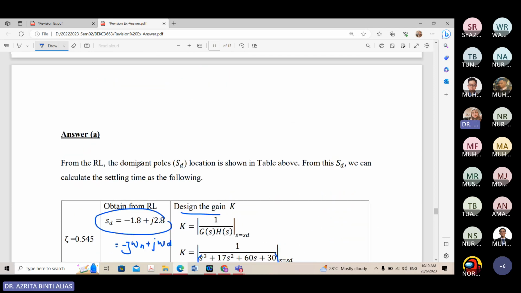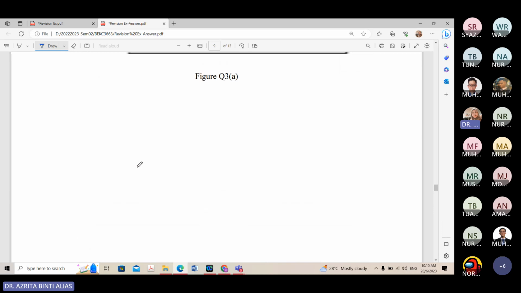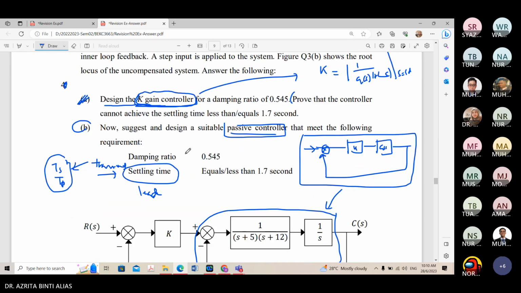Okay, so the design requirement here, ST must be equal or less than 1.7 second. So ni adalah ST apa? So our ST desired, right? Our TS desired, so that means the TS given here is our TS compensated.